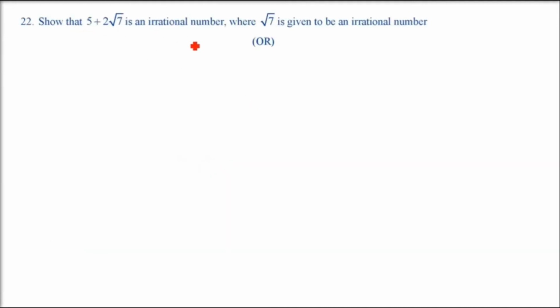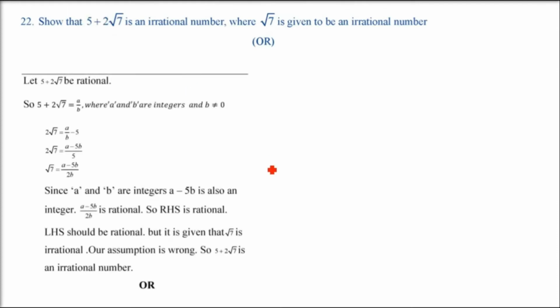Show that 5 plus 2 root 7 is an irrational number, where root 7 is given to be an irrational number. So this is already given to you. By this, prove that 5 plus 2 root 7 is also an irrational number. What we do here is assume that 5 plus 2 root 7 is a rational number. Then we will contradict it. Any rational number will be of the form P by Q or A by B, where A and B are integers and B cannot be 0. This is how you define a rational number.